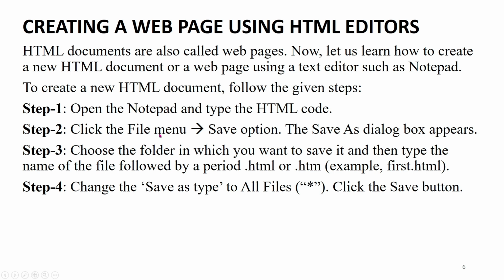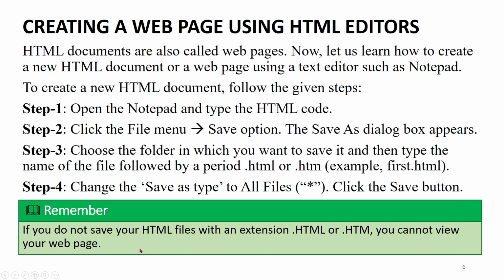Step 1. Open the Notepad and type the HTML code. Click the File menu, Save option. The Save As dialog box will appear. Now choose the folder in which you want to save it, and then type the name of the file followed by a period, that is a full stop, .html. Example, first.html. Now change the Save As type to All Files, or in place of all files you can also find an asterisk sign over there, which means anything, and then click on the Save button.